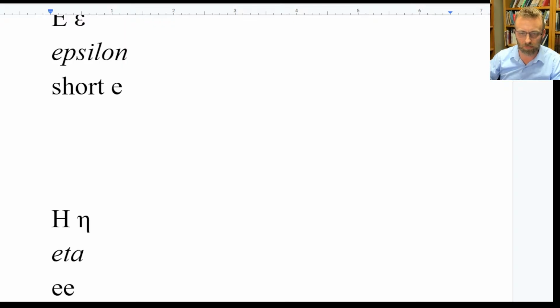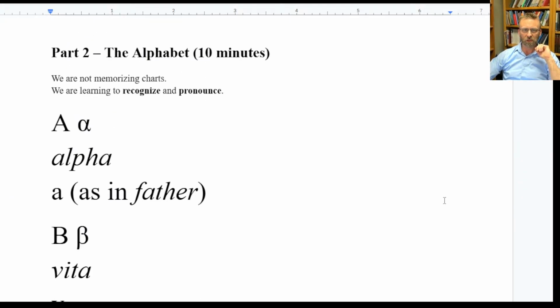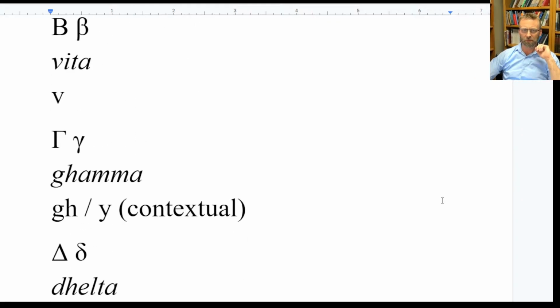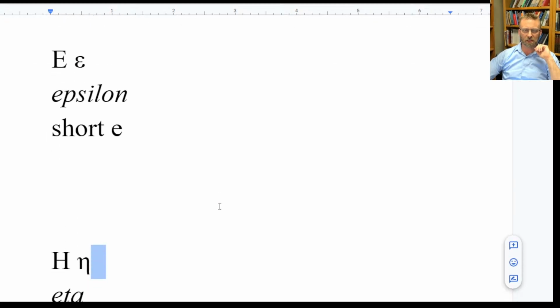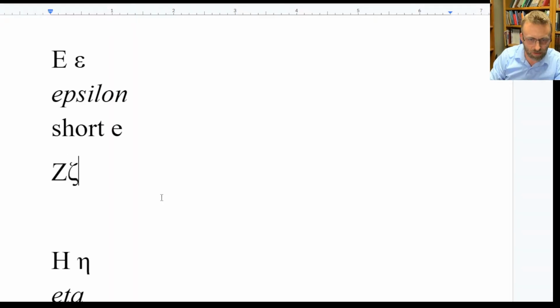All right. So, anyways, we've got from the beginning, go up top. So we've got alpha, beta, gamma, delta, epsilon, and then this is the one that I did not put in, and that is going to be the letter zeta. Okay? And there it is.